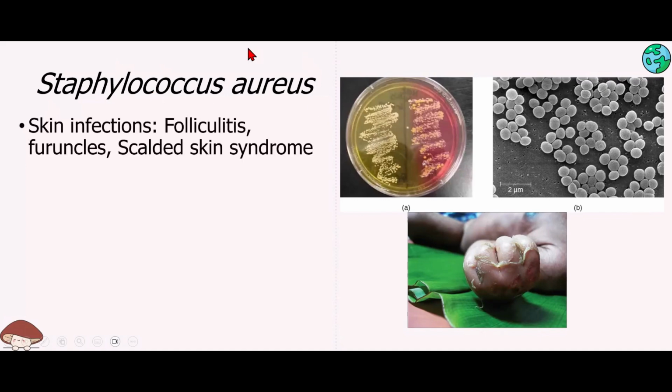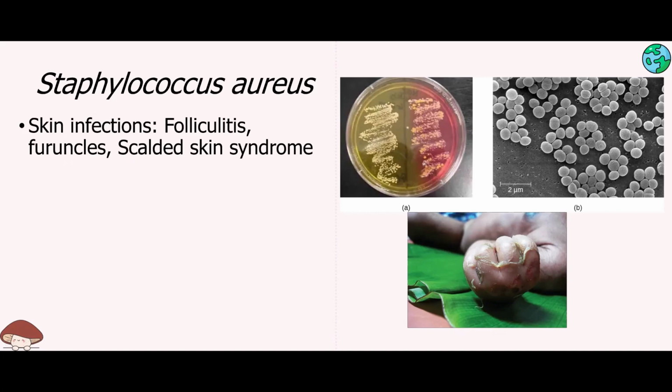Not to be confused, by the way, with Staphylococcus epidermidis, which is commonly found on the skin. Staph aureus is commonly found in some individuals in their skin and nasal passages, but it can also cause infections. One of the main infections it causes is skin infections. Folliculitis, furuncles, and scalded skin syndrome are just some of them.